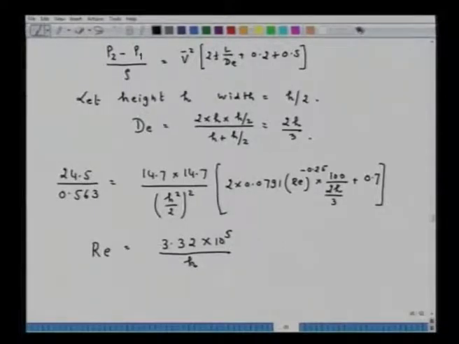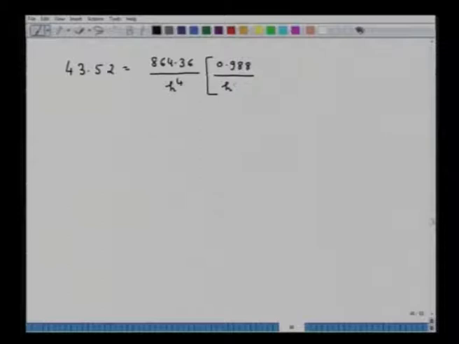Now I know all the values. Now I substitute into the expression. So I will be getting 43.52 equal to 864.36 upon h to the power 4. I am simplifying and then I am writing. I request you to do the remaining exercise. 88 upon h to the power 0.75 plus 0.7.